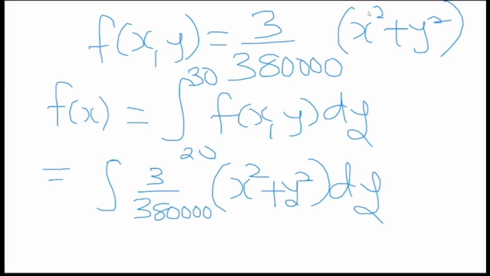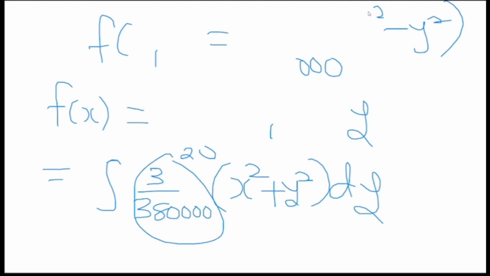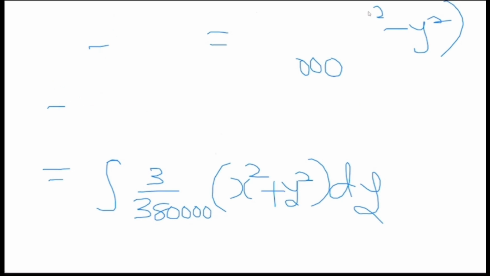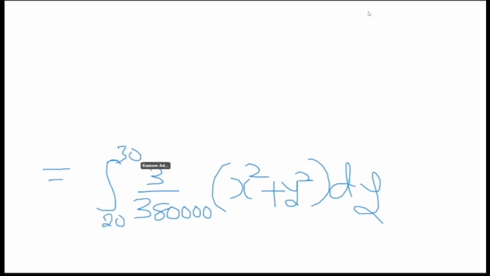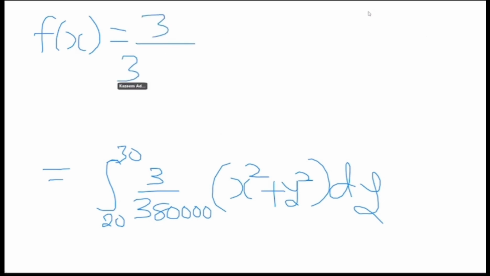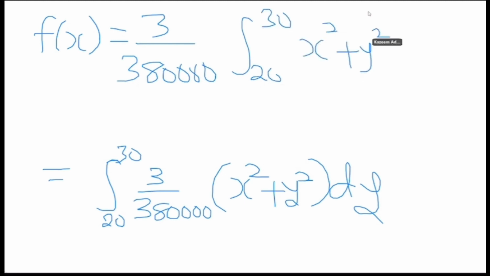So this guy, I can bring out. That's a constant, right? So I'm going to bring that guy out. Like I said, don't forget, the state space still remains from 20 to 30. Don't forget what I'm working on is f of x, so I'm integrating with respect to y. If I bring this guy out, I'm just going to be left with x squared plus y squared, dy.